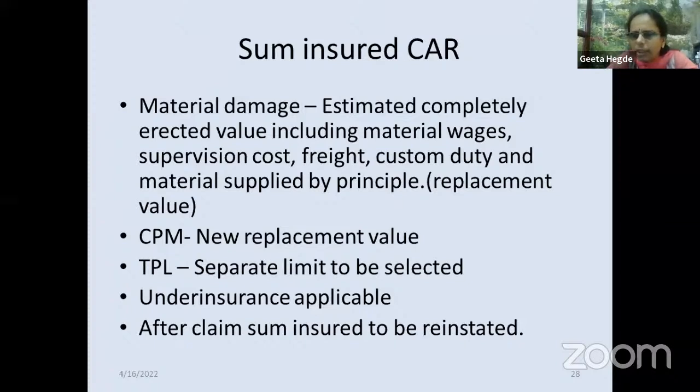And the policy will also be given in such cases in the joint name of principal and contractor. There is a provision, CPM. We know new replacement value and TPL cover is given. Under insurance is applicable for all engineering policies.